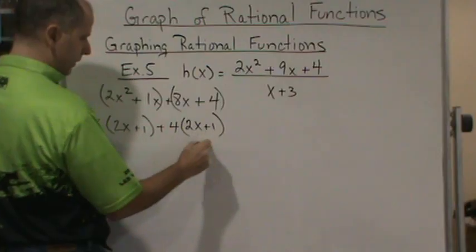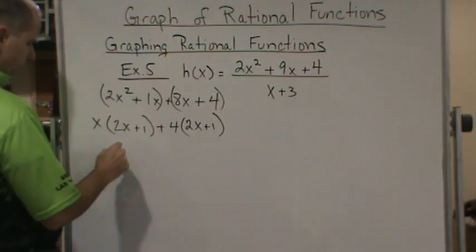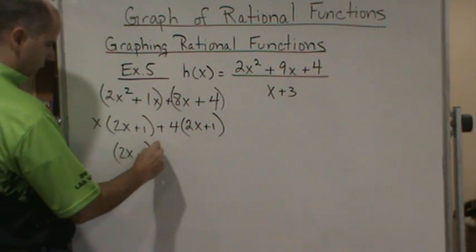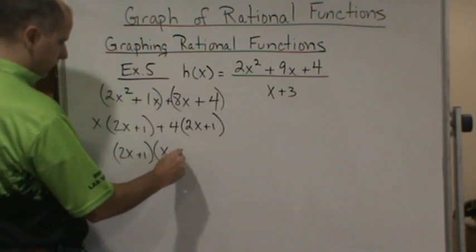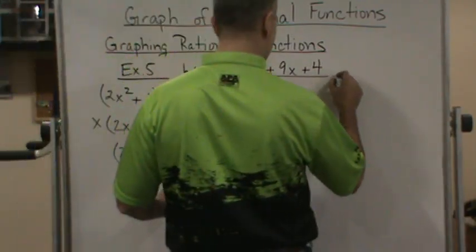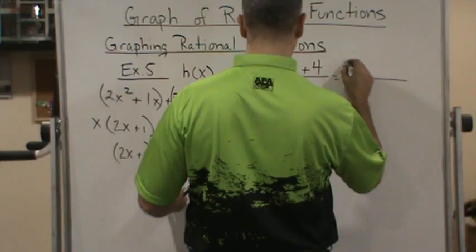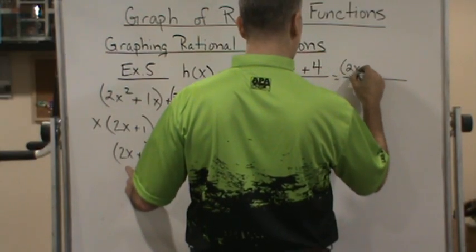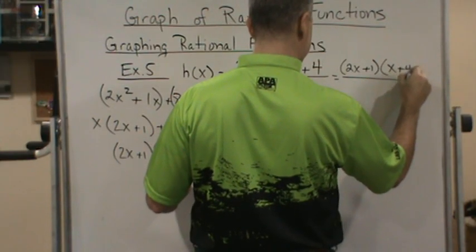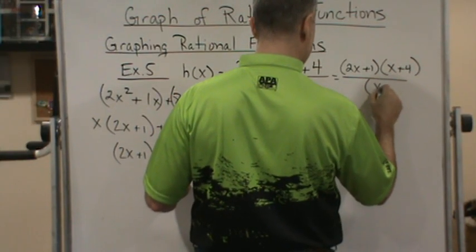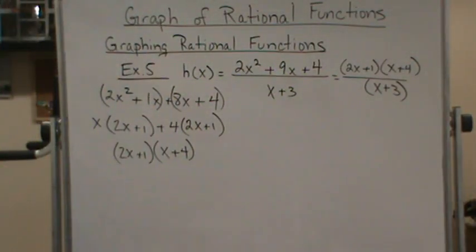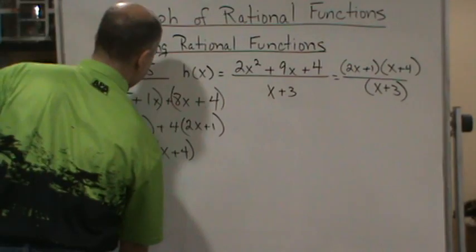2x plus 1, and so now I have a common factor. So now I'm going to factor out the 2x plus 1, which is going to leave me with x plus 4, and those are my common factors. So now I'm going to write this as 2x plus 1 and x plus 4 and x plus 3. Okay, so no common factors. Good. Okay, good.